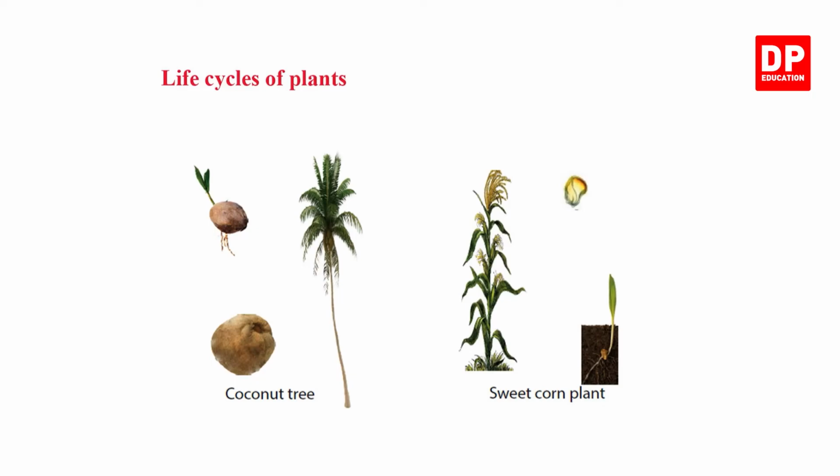Like I said, it's really simple. The life cycle of the coconut tree is given in this figure. As you can see, this is the coconut seed. Then the coconut seed develops into a seedling, or a small plantlet like this. Then after some time, the plantlet or seedling grows into a mature plant.